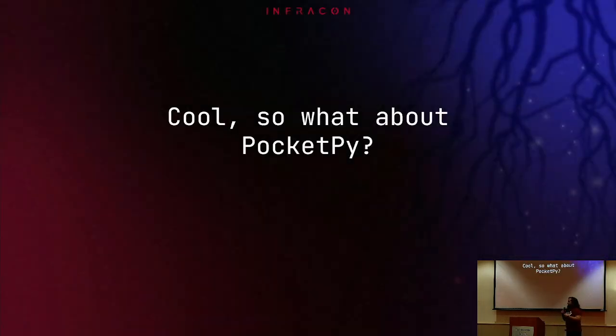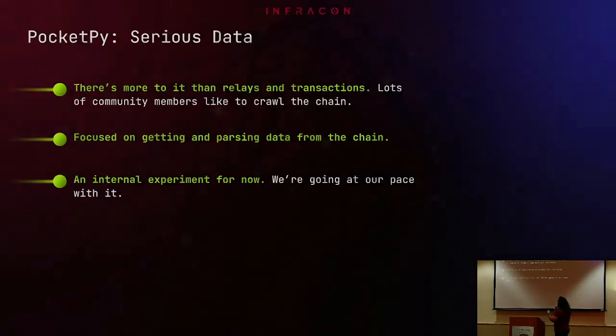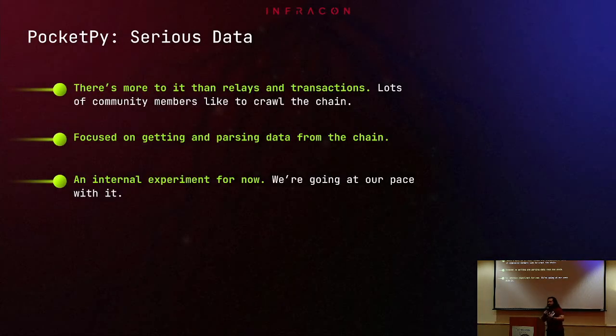So that was all pretty cool. So what about PocketPy, right? I haven't talked a lot about it, but the reality is that PocketPy is an internal experiment. We're taking our time with it, but basically there's more to it than relays and transactions, right? When we were making PocketJS, we were really focused on how do we make this really user-friendly, really nice to use, and also how do we make our things really fast? And then when it comes to PocketGo, it's really more about how much can we borrow from Pocket Core, and also how we can ensure that it is just faster in general, right?